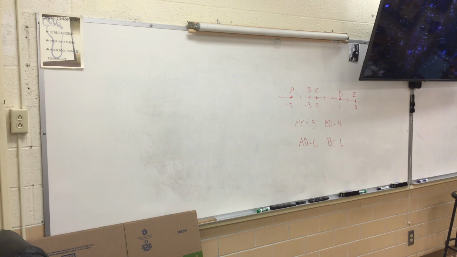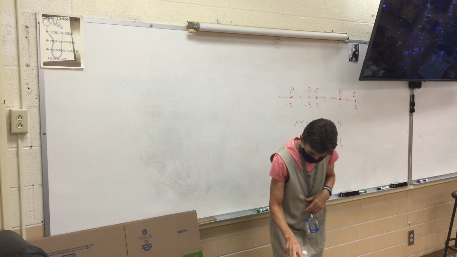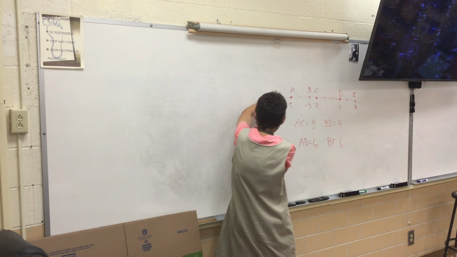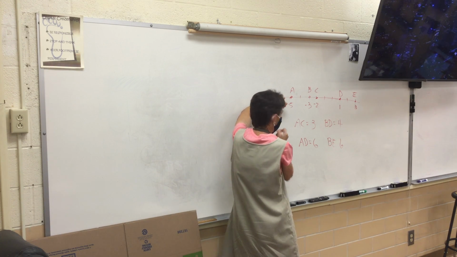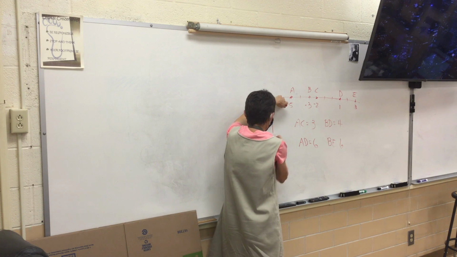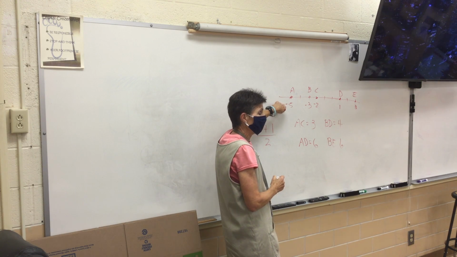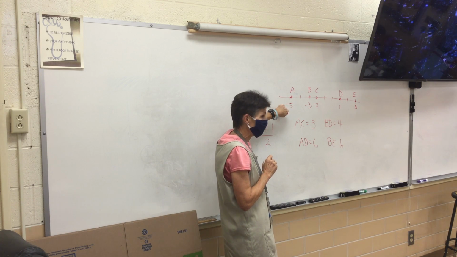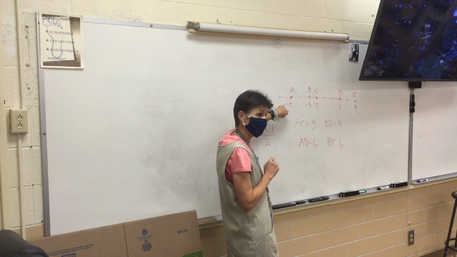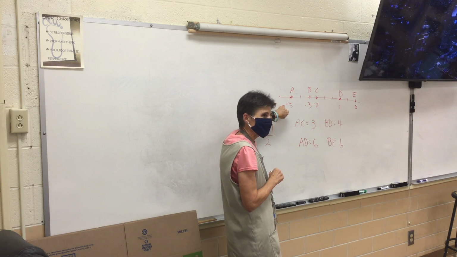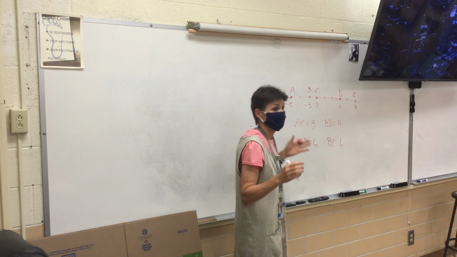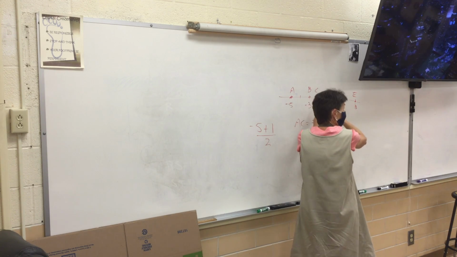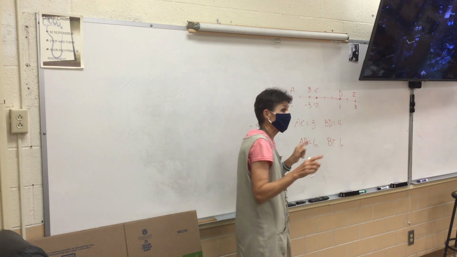So if we are averaging A and D, we're going to add them up, -5 plus 1, and divide by 2. Well, what's -5 plus 1? -4. And what's -4 divided by 2? -2. So that's how you can do it with arithmetic. This way you're actually physically counting, which is okay.